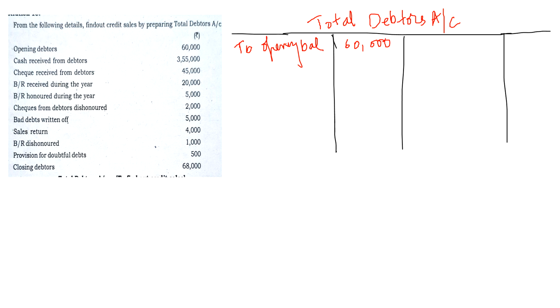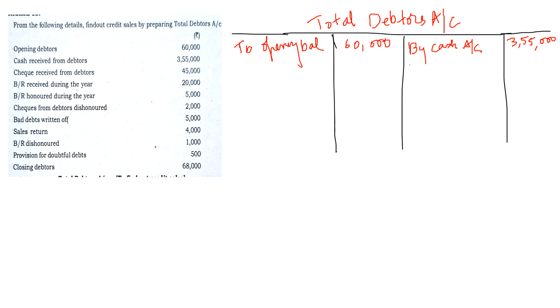Okay. So moving on to the second item, that is cash received from debtors. You'll write it on the credit side as by cash account, or you can write it as by bank also, as I told in the format. The amount is 3,55,000. Clear?